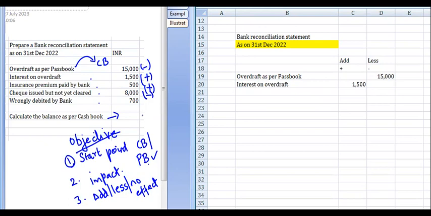And finally, wrongly debited by the bank. So it is a debit which is being wrongly done by the bank. The bank has to correct it on the one hand, and also in order to arrive at the cash book balance, this debit needs to be added back in order to arrive at the balance as per the cash book. So now we know the action which we need to take in order to arrive at the balance as per the cash book. Now let's move on to preparation of the bank reconciliation statement.